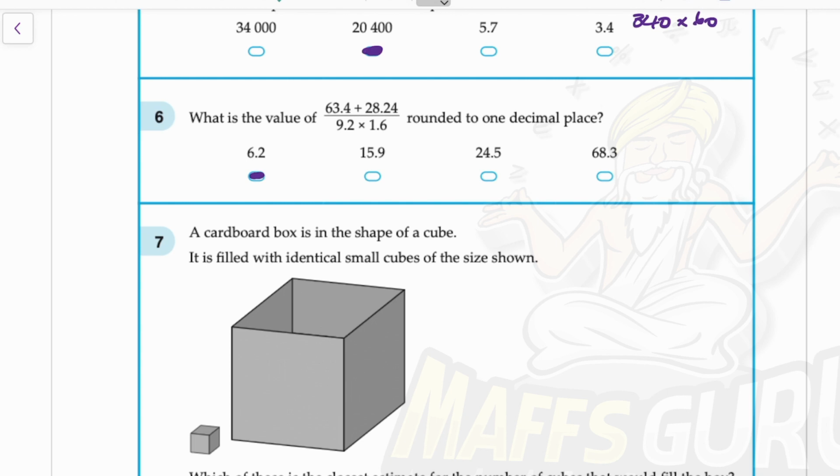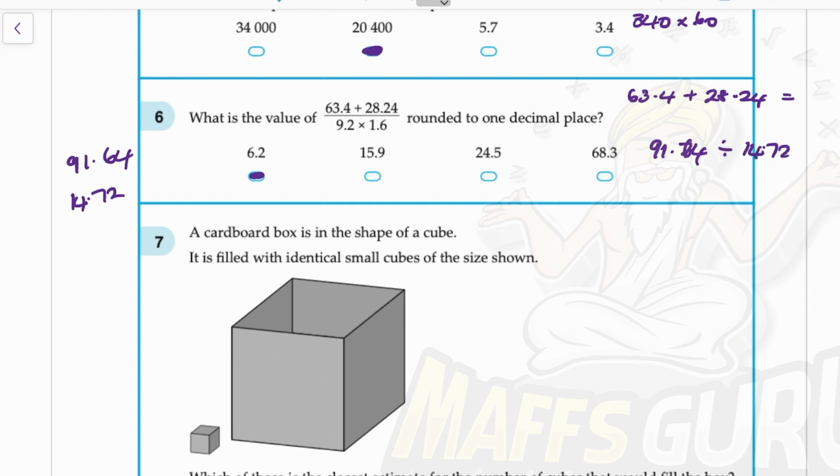Ideally in this situation, if you don't have a special calculator, do 63.4 plus 28.24, hit equals on the calculator and work out what that is. So 63.4 plus 28.24 gives me 91.64. If I was doing this, I'd write that in the margin. Then I would work out the bottom, which is 9.2 times 1.6, and again write that down, 14.72. And then I would make sure that I did 91.64 divided by 14.72.